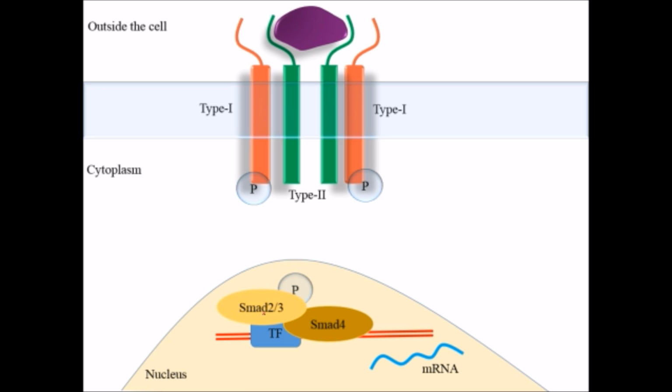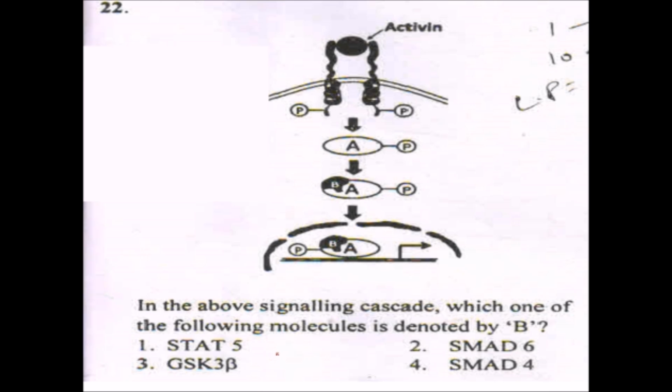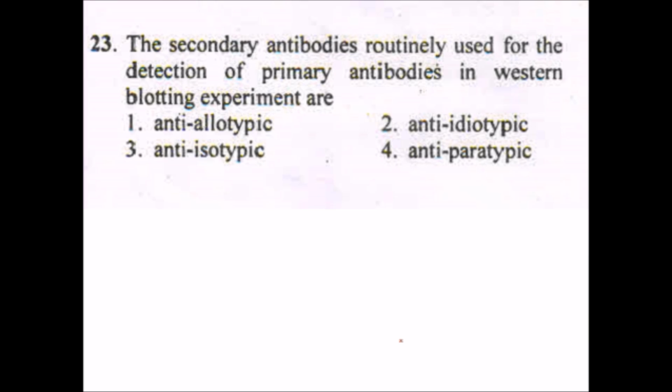Here you can see that SMAD2/3 gets phosphorylated, and this SMAD4 is assisting its transportation from the cytoplasm to the nucleus. So now, again back to the question. Here you are also seeing a similar type of pathway. This would be SMAD2/3, and this B1 will be SMAD4. So the answer will be 4. No doubt in this.